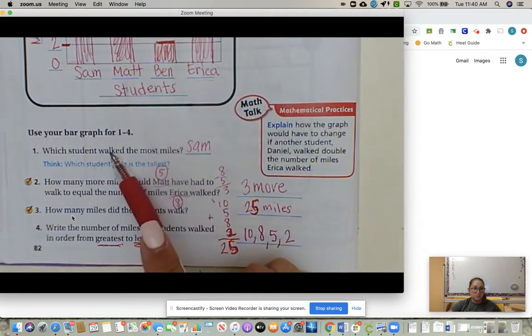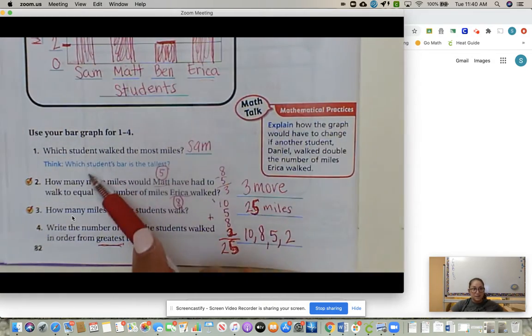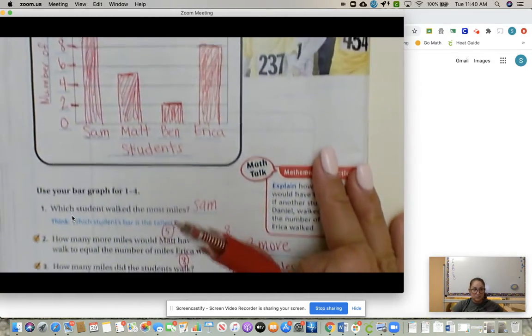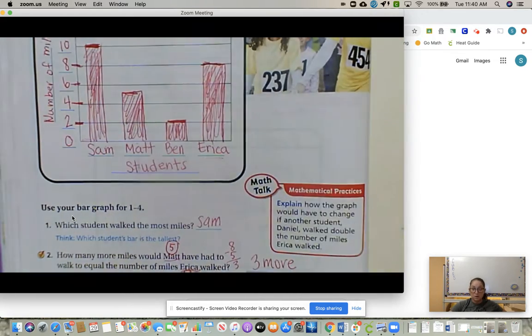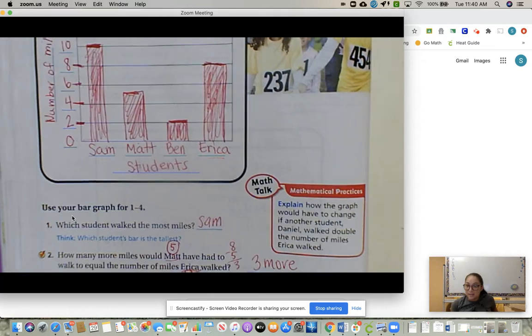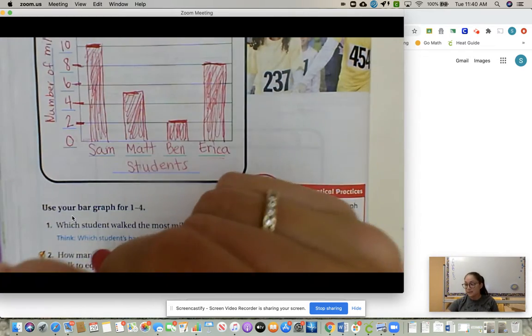Number 1, which student walked the most miles? Think, which student's bar is the tallest? Sam's is definitely the tallest, and we know he walked the most because 10 was our greatest number.